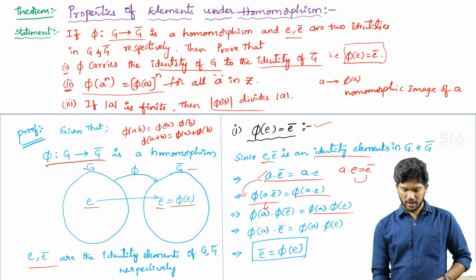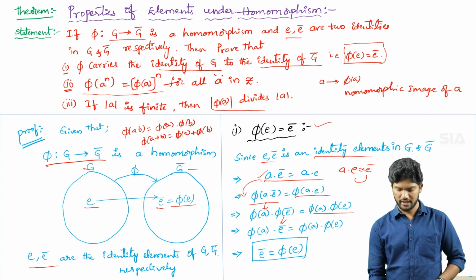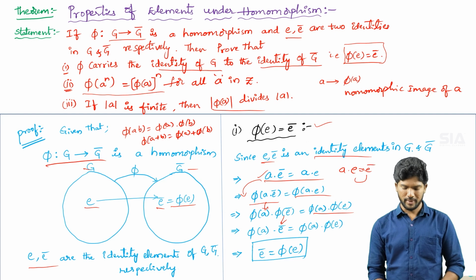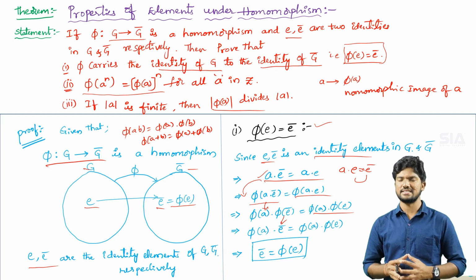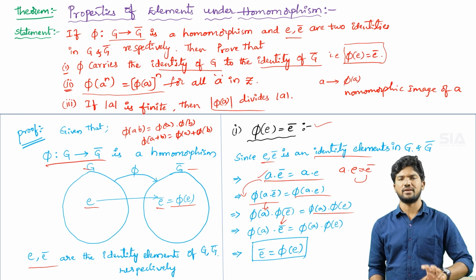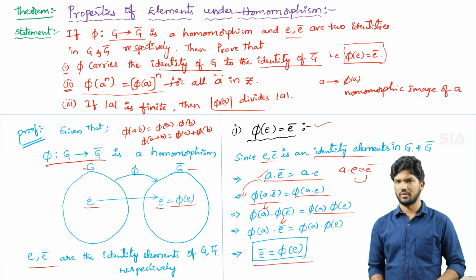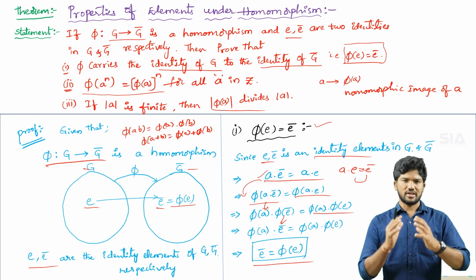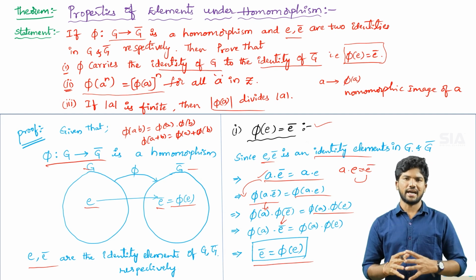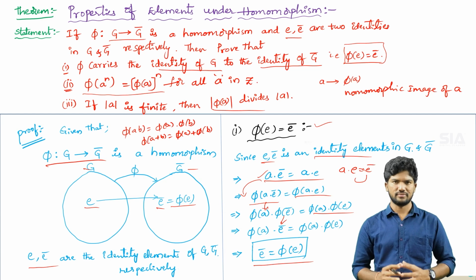So therefore, next to this E bar you can write small e into E dash. Okay, so next the RHS will be as it is. So by using the left cancellation law, LCL, you can cancel pi of A on both sides, then you can write E bar is equal to pi of E. Okay, so that is the proof of the first statement: pi carries the identity of capital G to the identity of G bar.